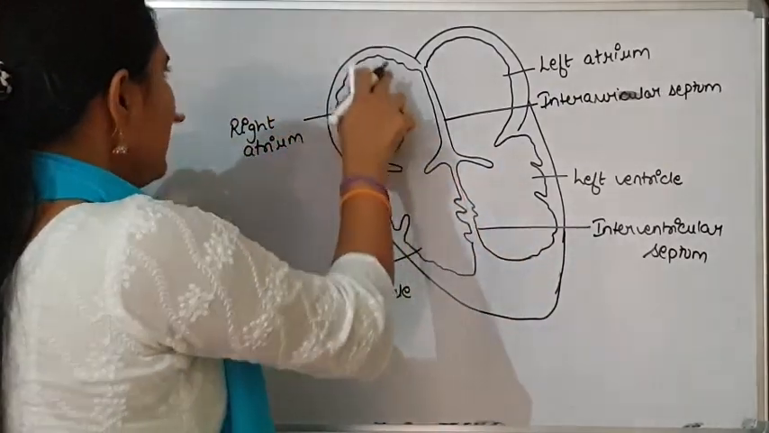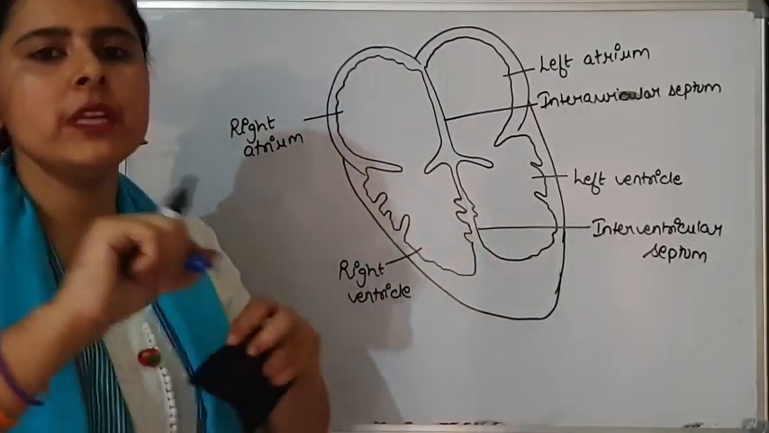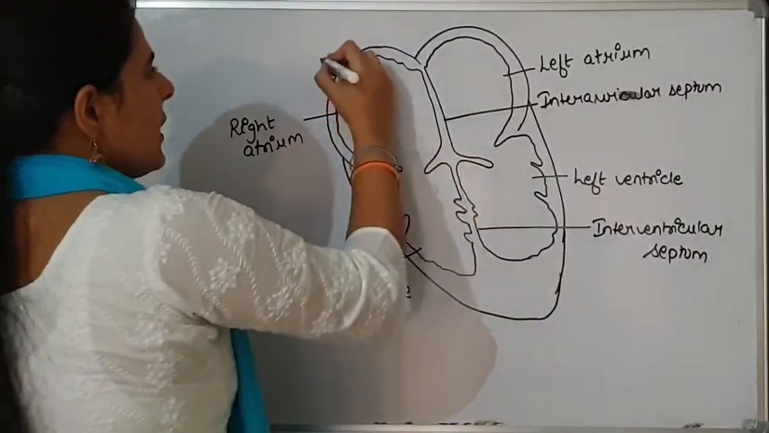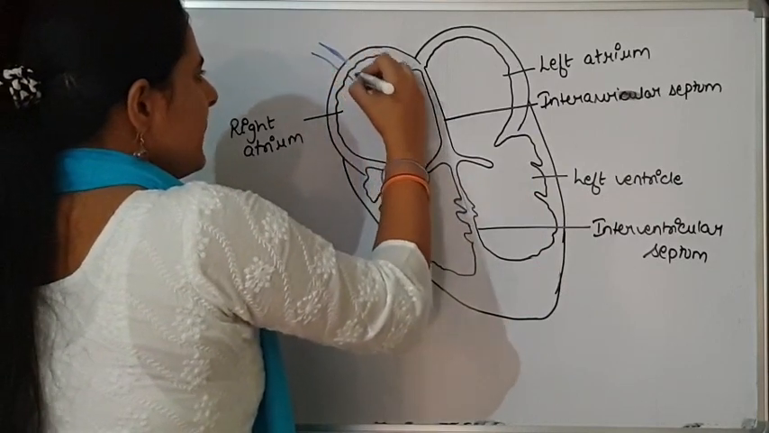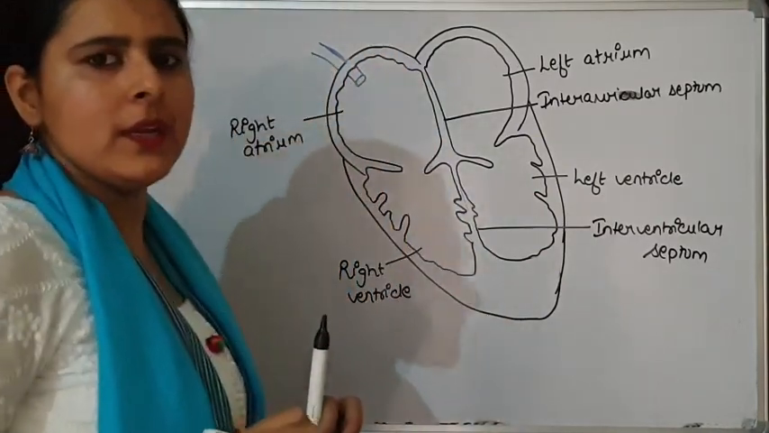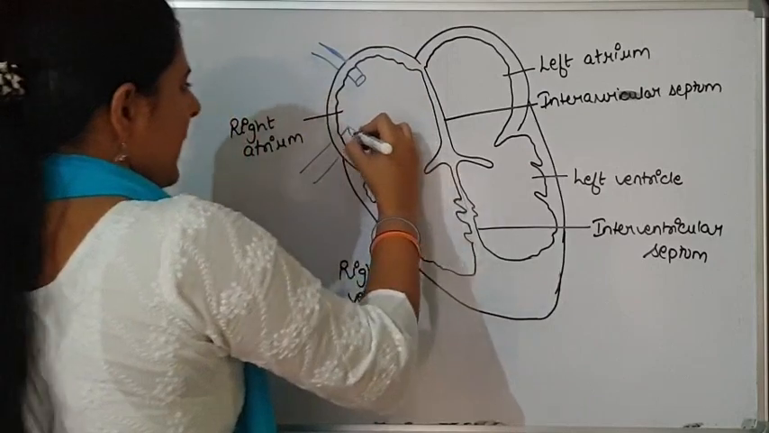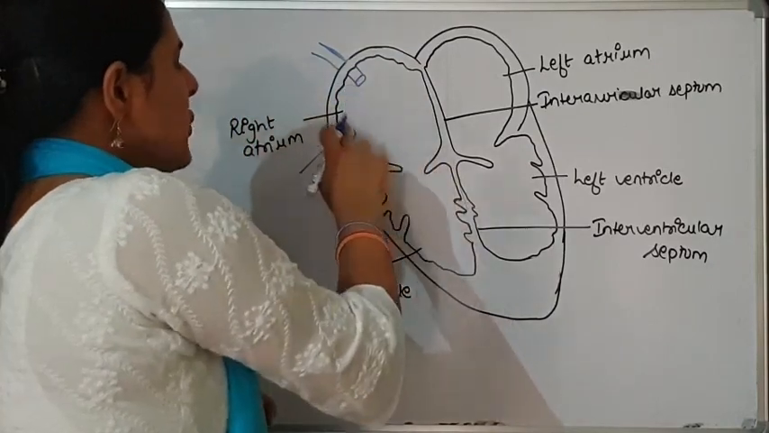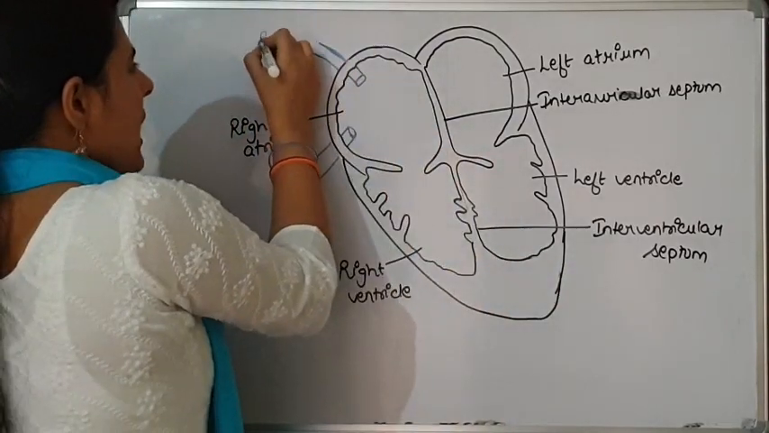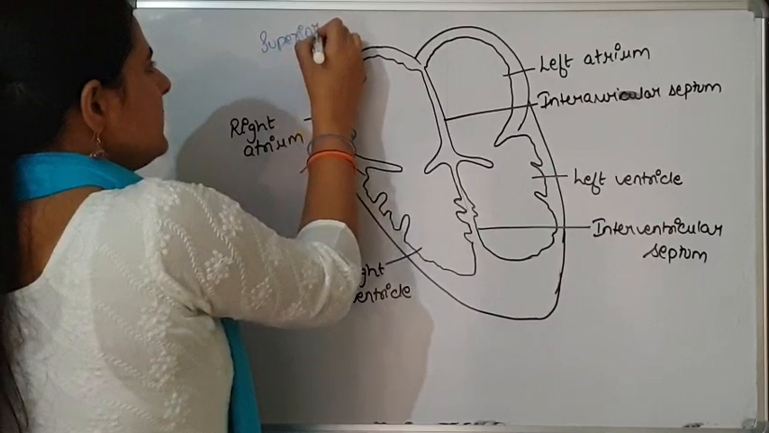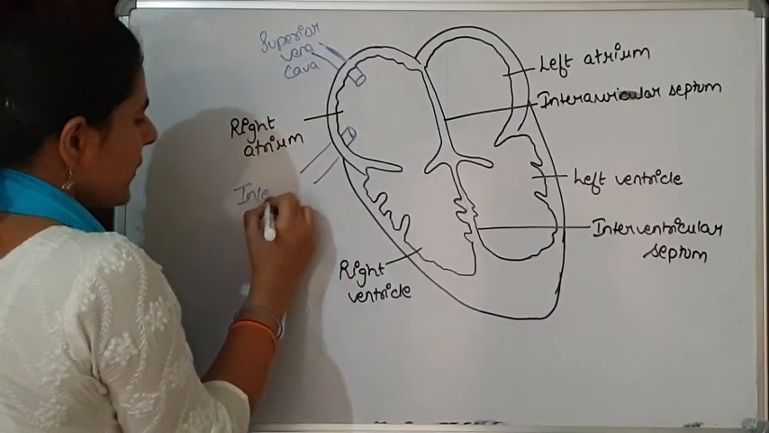First let's talk about the right atrium only. This right atrium has three openings for blood vessels. One blood vessel is entering from the top position, and from the bottom also one large size vessel is entering. These two vessels are big size veins: this is the superior vena cava and this one is the inferior vena cava.